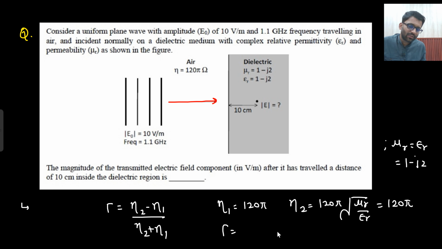So what is the transmission coefficient? Sorry, what is the reflection coefficient? Neta 1 and neta 2 are equal, so the reflection coefficient is 0. Reflection coefficient is 0, so what is the transmission coefficient? Transmission coefficient will be 1. So all part is transmitted.